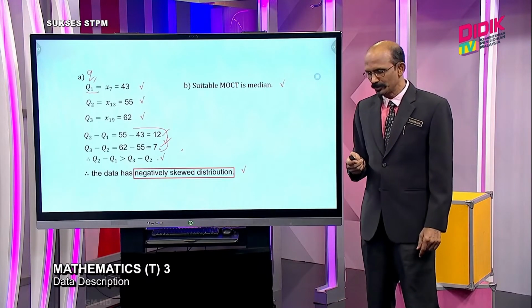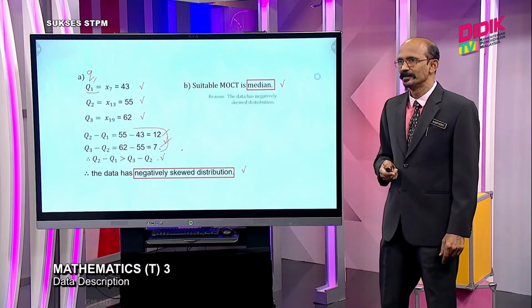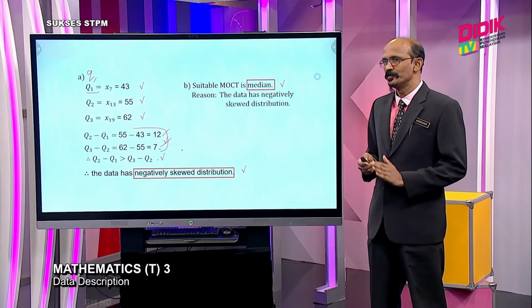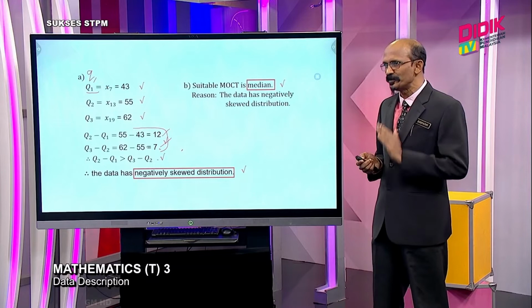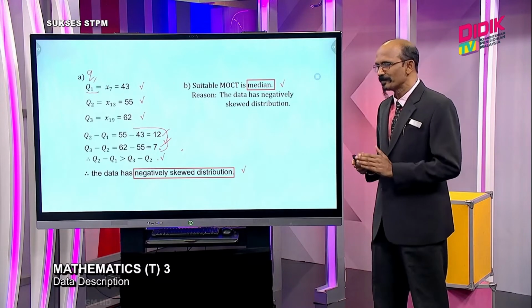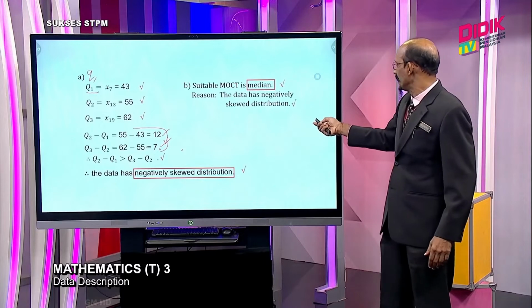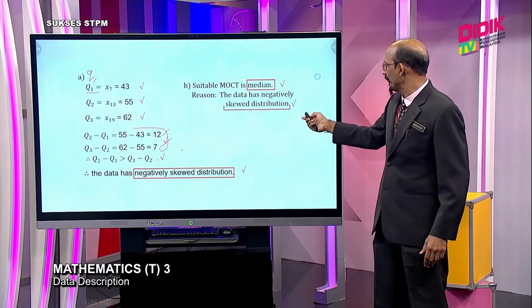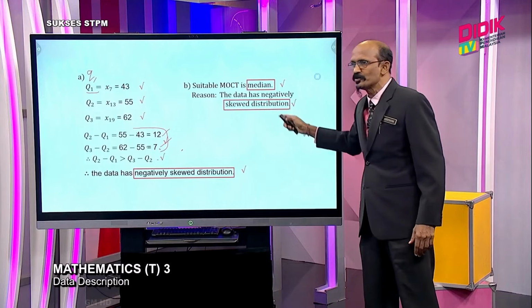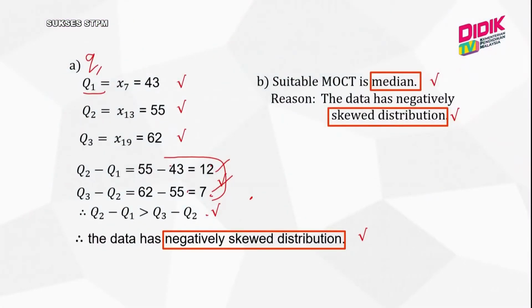Then we continue. They ask you to give a reason. The reason here is very clear. You can write the data as negatively skewed distribution. Let's say you never write negatively skew. For this particular part, if you write just skew distribution, it is good enough already, because the skew here shows that you must use median. Whether it's positively skew or negatively skew, you must use median as a measure of central tendency.